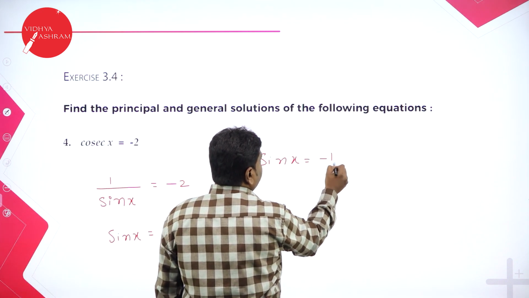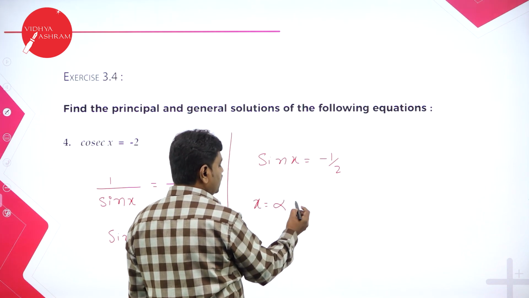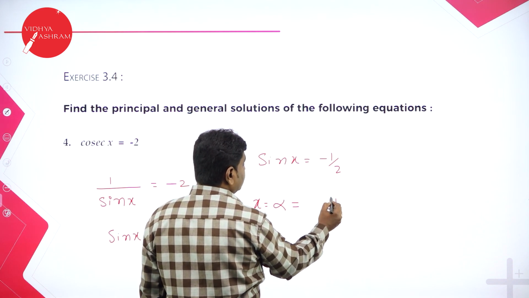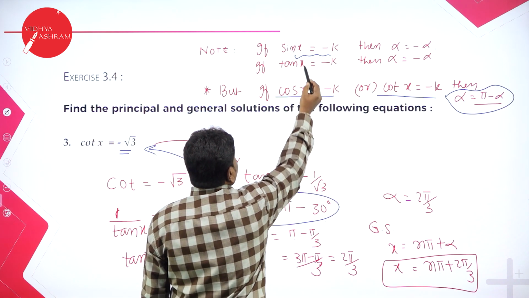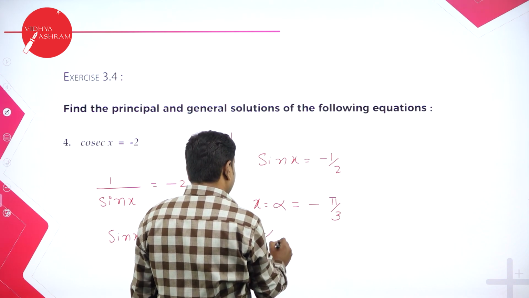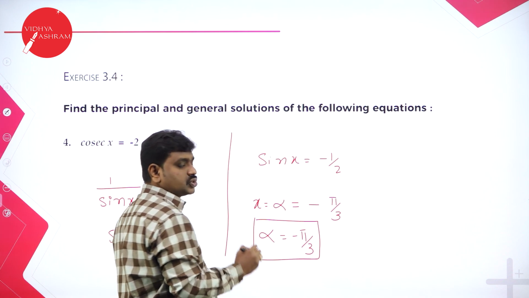So in the sine table, where you will get 1 by 2, that angle is called alpha. At what value will you get 1 by 2? At 30 degrees. 30 degrees is what? Pi by 3. But here sin x is negative. I told you, if sin x is negative, you take alpha as minus alpha. So now your angle is minus pi by 3. What is alpha? Minus pi by 3. This is one of the solutions.